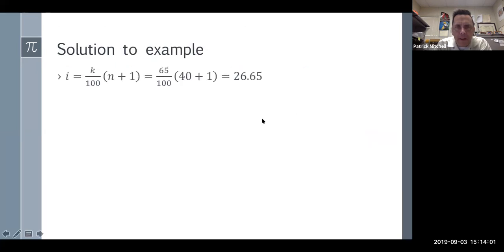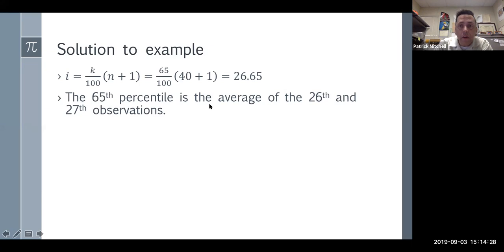All right, so the first step, put the data in order. That's basically already done when you have a frequency table. So now I'm going to calculate my index. And I'm finding the 65th percentile. So 65 over 100 times 40 bus drivers plus 1 comes out to 26.65. And remember, when that index does not come out to be an integer, you round it down and round it up. So it's going to be the average of the 26th and 27th.